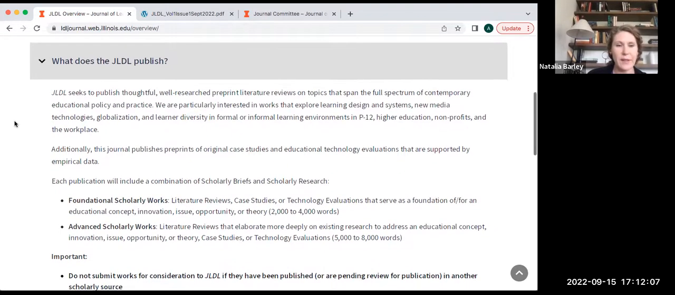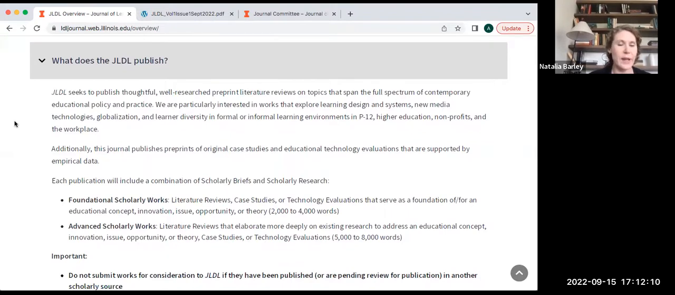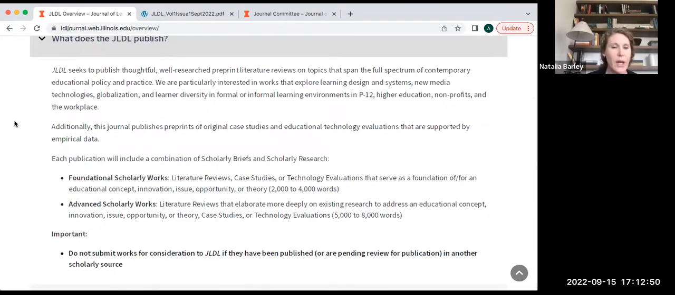First of all, the difference is in the length of the article. 2,000 to 4,000 words would be for foundational scholarly works, and advanced ones are usually 5,000 to 8,000 words. But of course, the paper length is not the only difference. For foundational works, we would expect a focus on the foundation of some educational concept, innovation, or issue, so just a brief overview, essentially. Advanced scholarly works, on the other hand, would elaborate more deeply on a specific concept that the author chooses to discuss in their work.